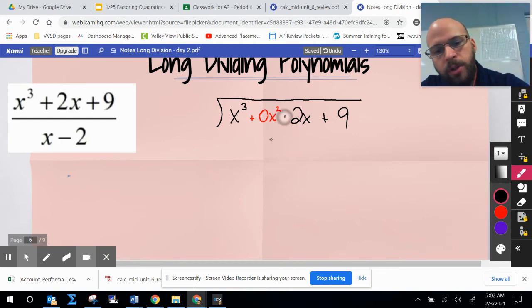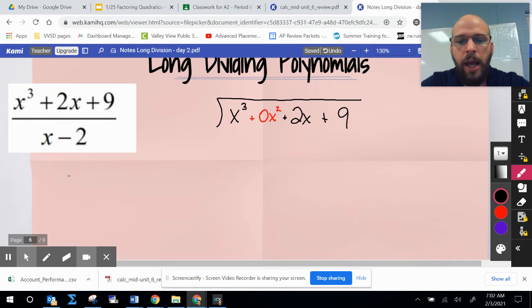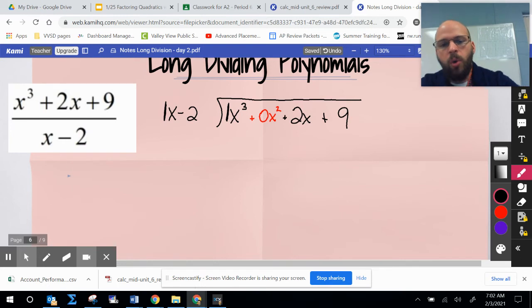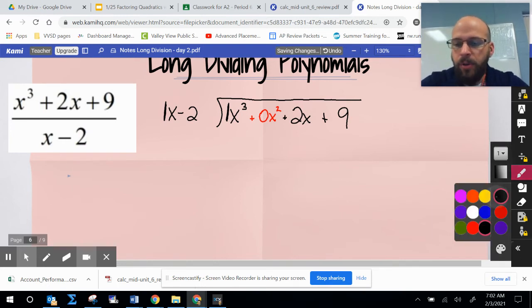So if you're ever missing a term, I always want to put a placeholder in there. And you'll see in the next example, I have the same thing. I have a term missing. We want to put a placeholder. So on the outside is still the x minus 2. And just so you know, whenever you just have an x cubed or an x, there's always just a 1 in front. Sometimes that helps you out a little bit.